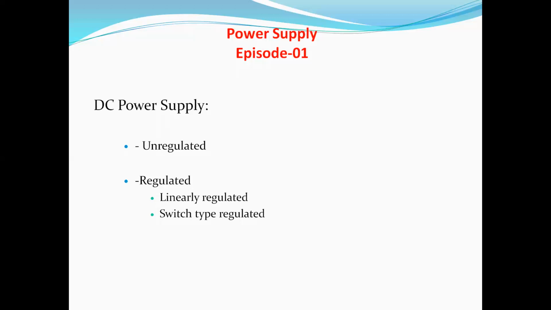Broadly, DC power supplies are of two types: unregulated and regulated. In an unregulated power supply, a power transformer and just a few rectifiers and filters are used to convert AC to DC signal. In this power supply, the output voltage is not very steady.